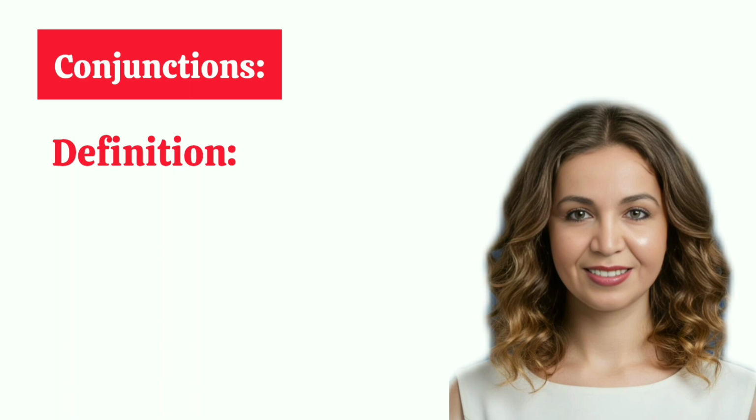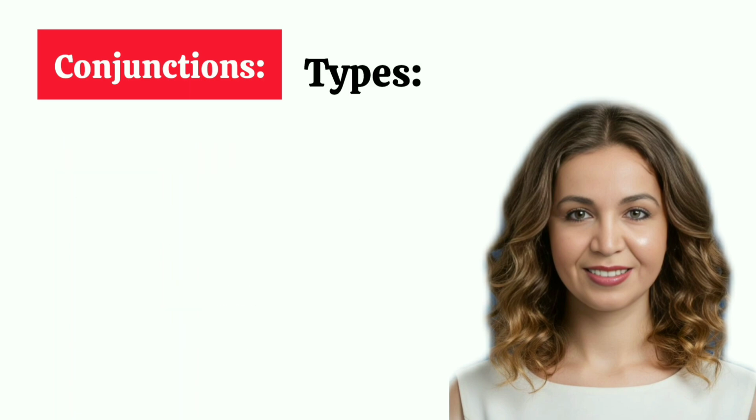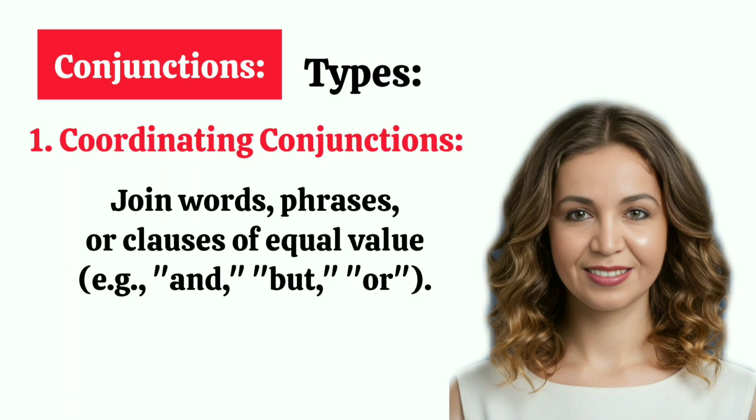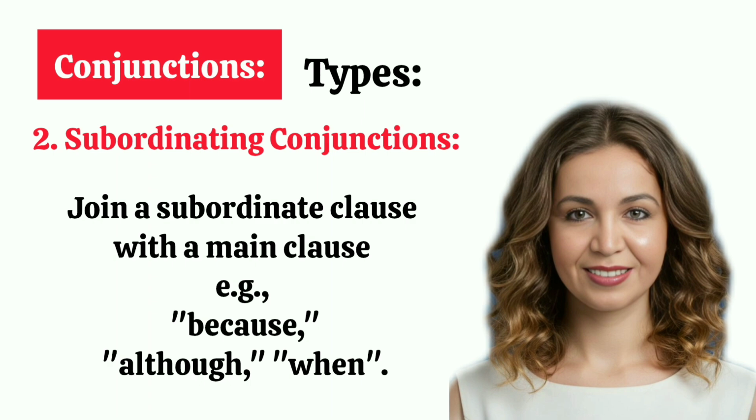Conjunctions. Definition: words that connect words, phrases, or clauses. There are different types of conjunctions. 1. Coordinating conjunctions, that join words, phrases, or clauses of equal value. Examples: and, but, or. 2. Subordinating conjunctions, that join a subordinate clause with a main clause. Examples: because, although, when.